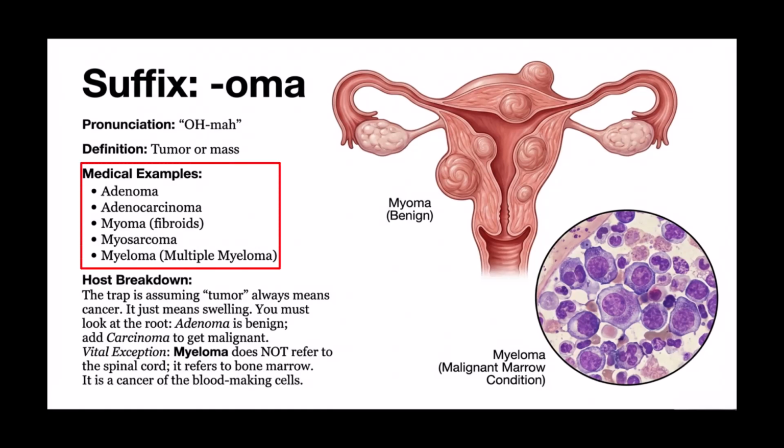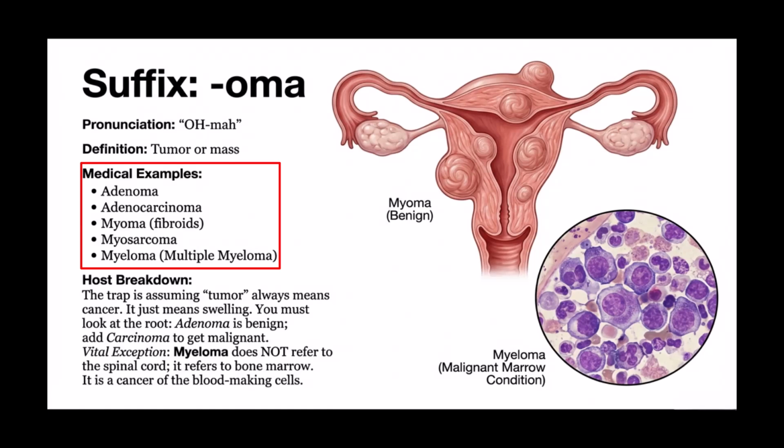Aden means gland. So benign gland tumor. Right. But if you see adenocarcinoma... You've added carcin. That means cancer. Exactly. Now it's a cancerous glandular tumor. Same for muscle. A myoma is a benign muscle tumor, like a uterine fibroid. But a myosarcoma is a malignant muscle tumor.